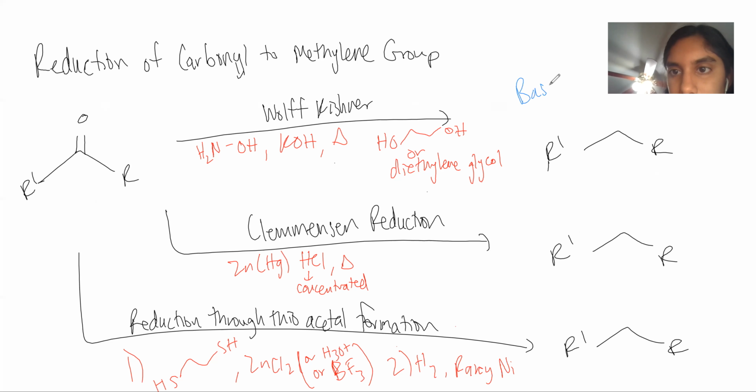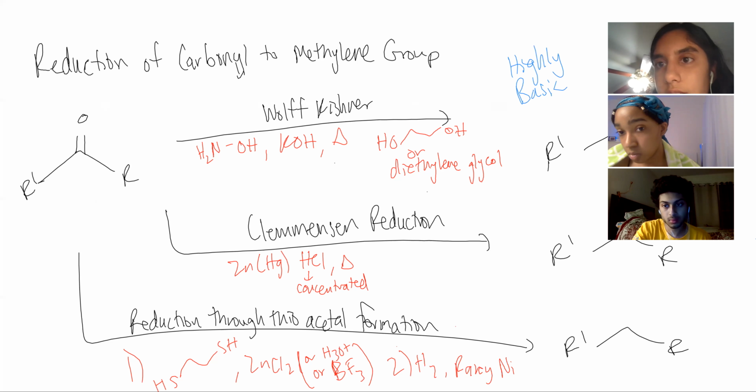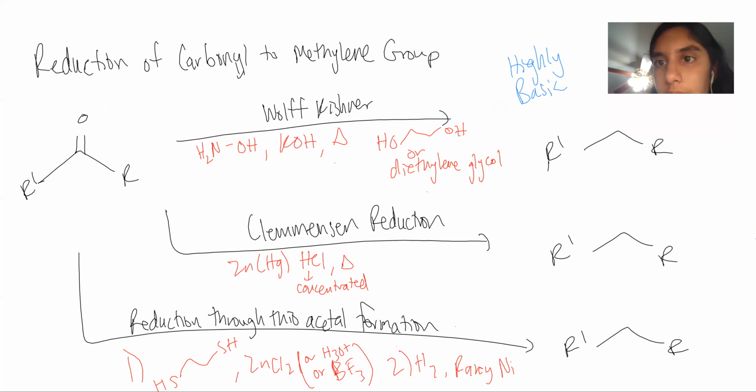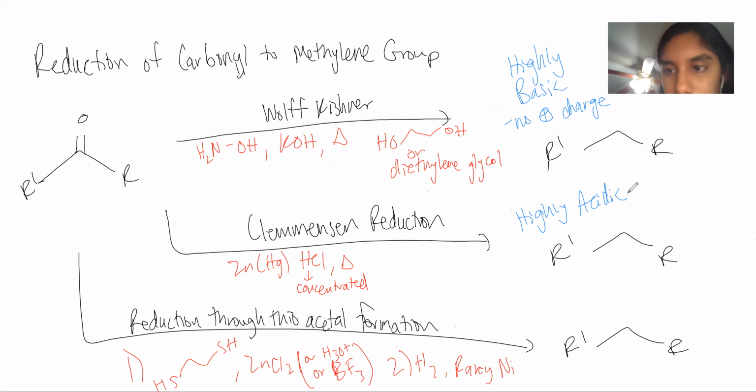Wolff-Kishner is highly basic, so this is one where you can't have any positive charge. That's why you can expel an OH in the mechanism. Okay. Clemmensen is highly acidic. He said we don't have to know the mechanism for it. For the highly acidic one, can you do Clemmensen with basically anything that has a halide in it? Because those would be base sensitive.